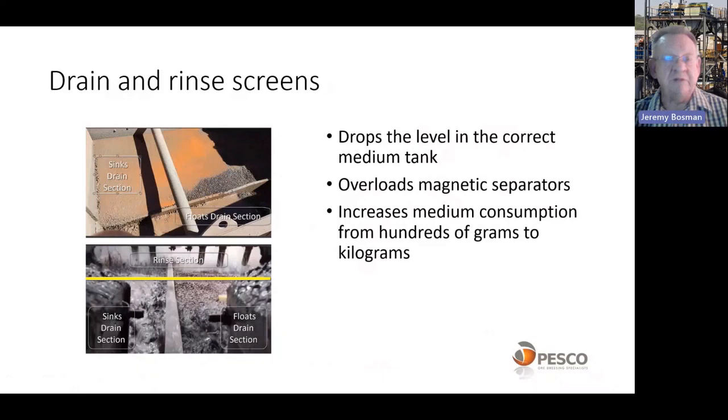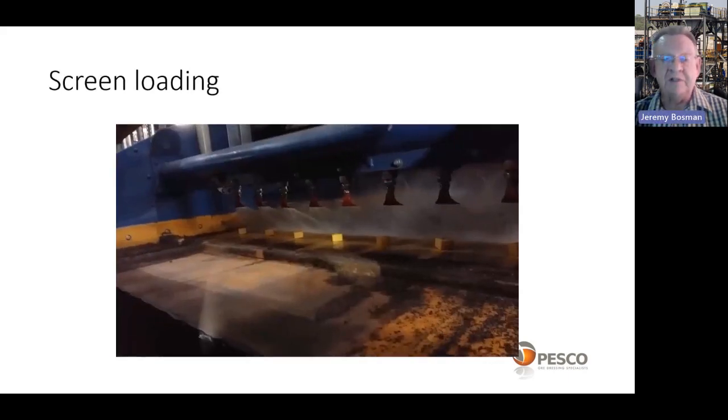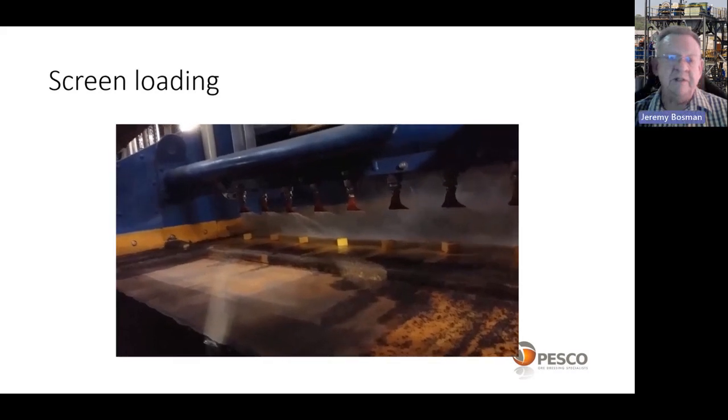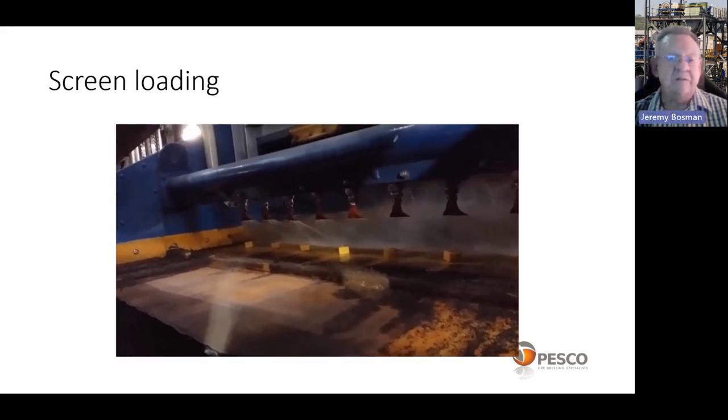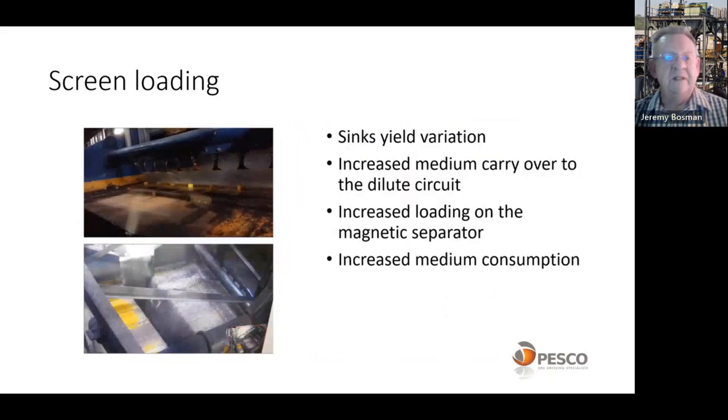So drain and rinse screens specifically, what happens when they don't work? You drop the level in the correct medium tank. You overload your magnetic separators. And in the process, you increase your medium consumption from hundreds of grams to kilograms. If we look at screen loading, this is a sink screen. You can see it's very underloaded, very low yield. If we look at the bottom picture there, we find there's a typical loading, and that is due to sink's yield variation. So when your sink's yield increases, you increase your medium carryover to the dilute circuit. You increase the loading on the magnetic separator, and you increase your medium consumption again.